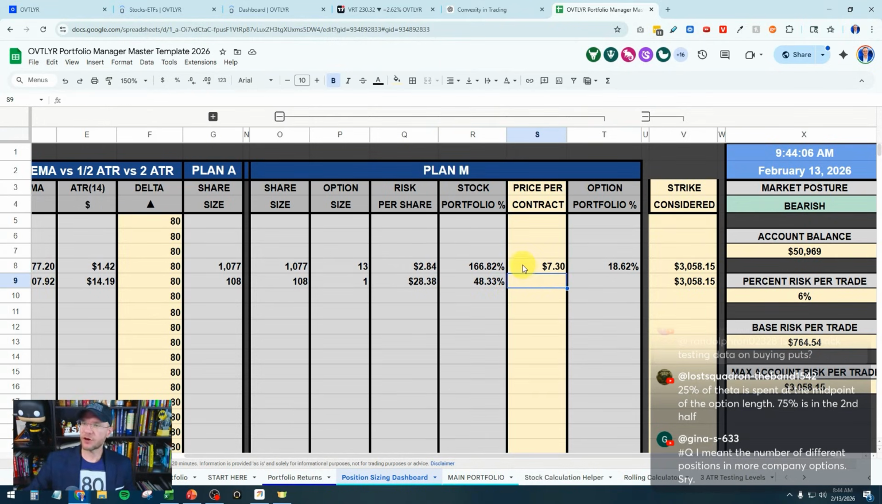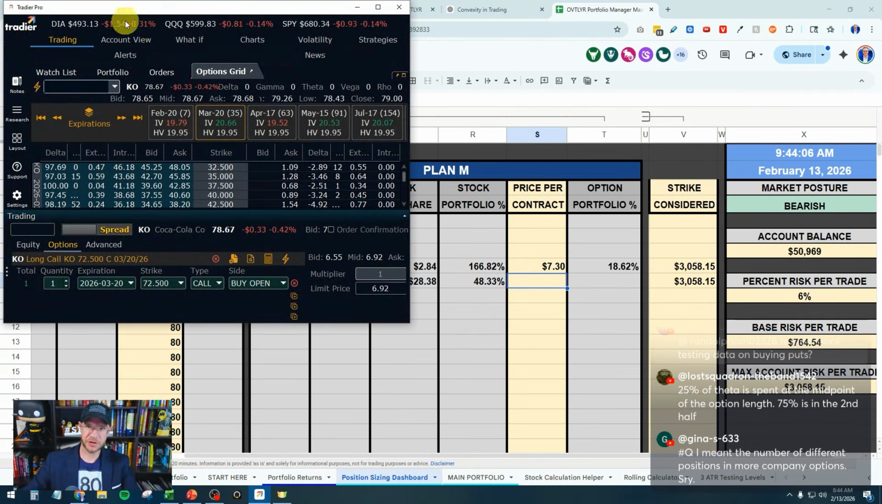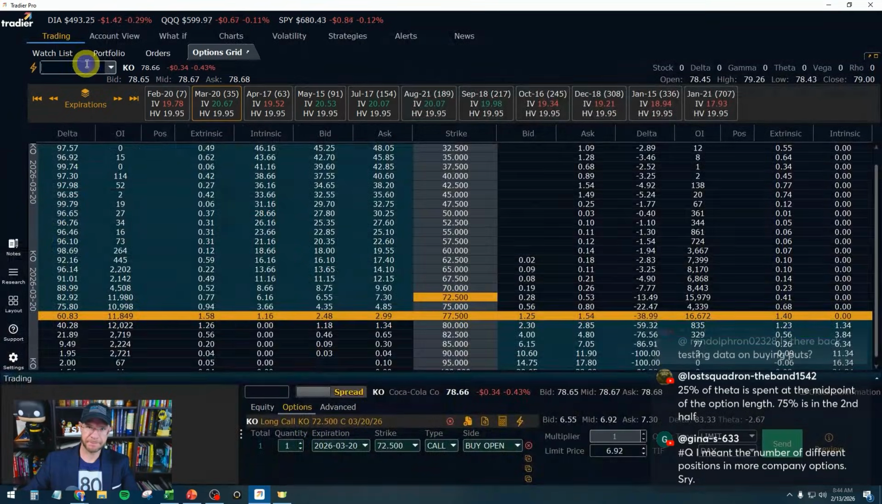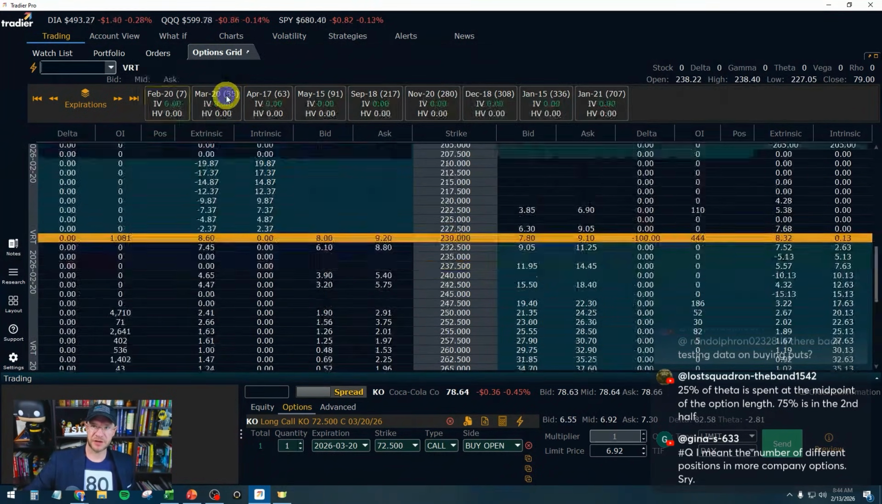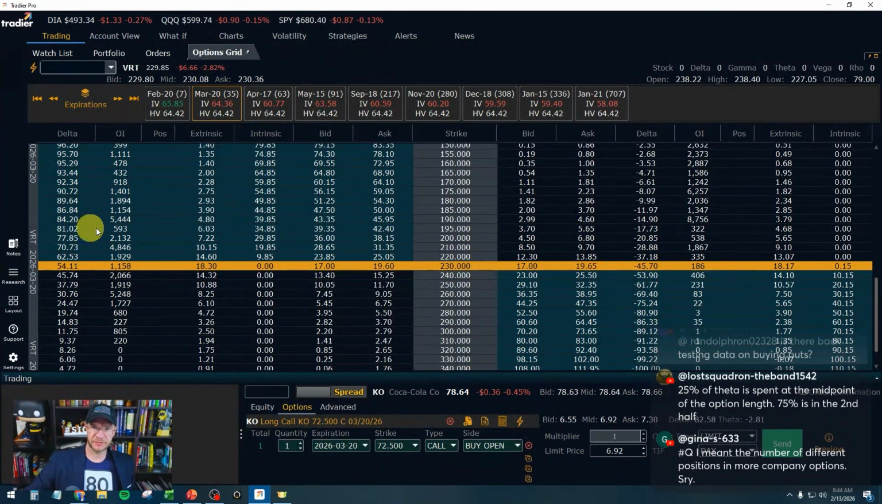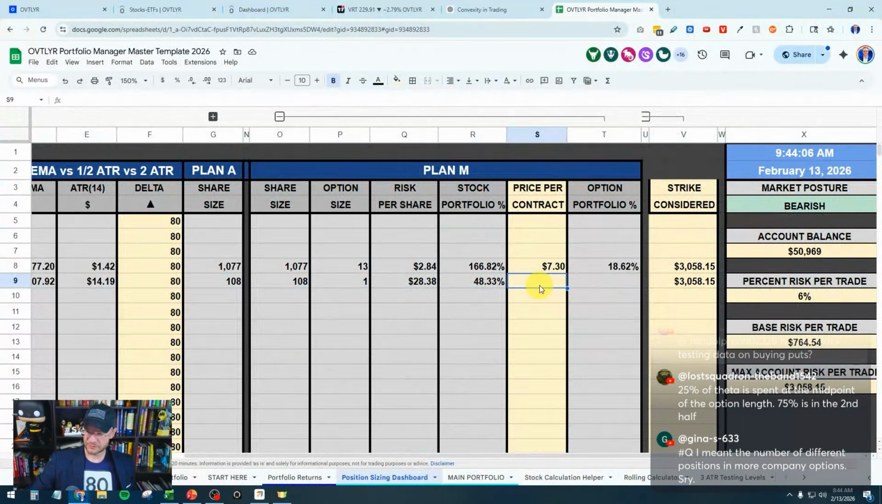Anyways, let's go back to the price per contract on VRT. Okay, VRT. Let's also go to March, and let's also go to roughly the 80 delta. This is 42.40. That's only 8% of our portfolio. Crazy, right? It's not 50% of our portfolio. It's only 8.